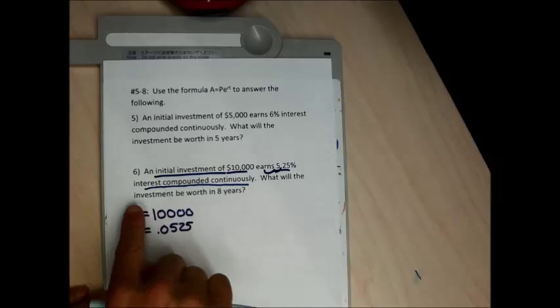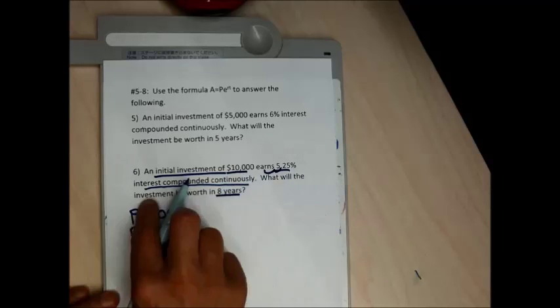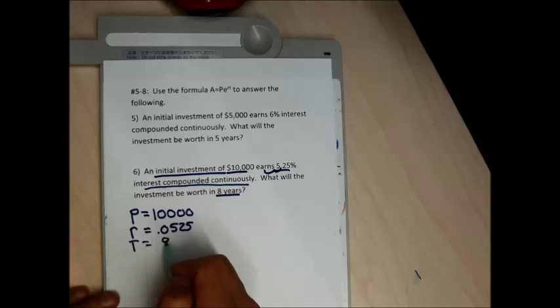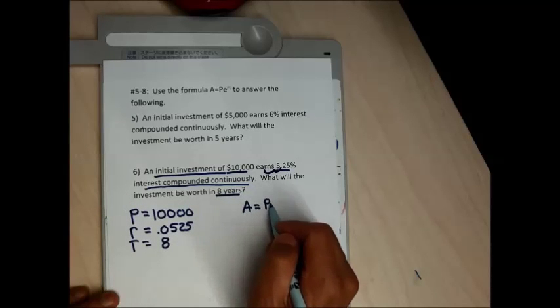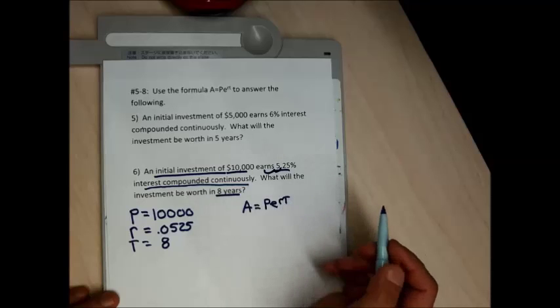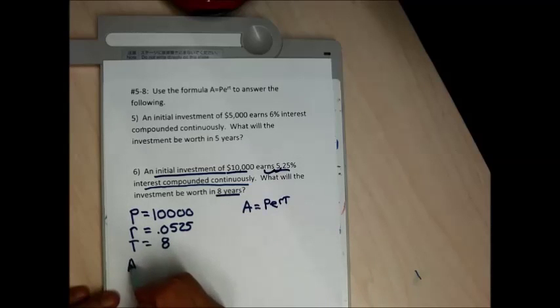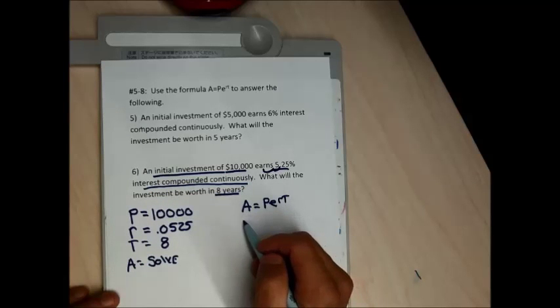And then what will the investment be worth in 8 years? As I finish up this, what will the investment be worth in 8 years? 8 is a t because it stands for the number of years. So now I'm going to use the formula A equals P e to the rT to answer my question. I'm trying to find out what A is equal to because I'm trying to find out how much money the account's going to have in 8 years. So I'm going to solve for A. I'm going to plug these 3 numbers into the formula. I'm going to use my calculator.